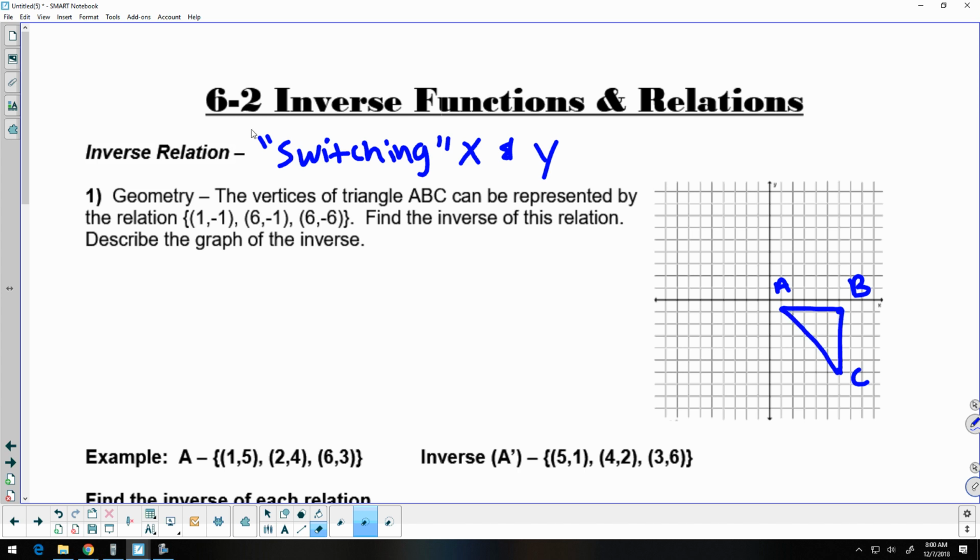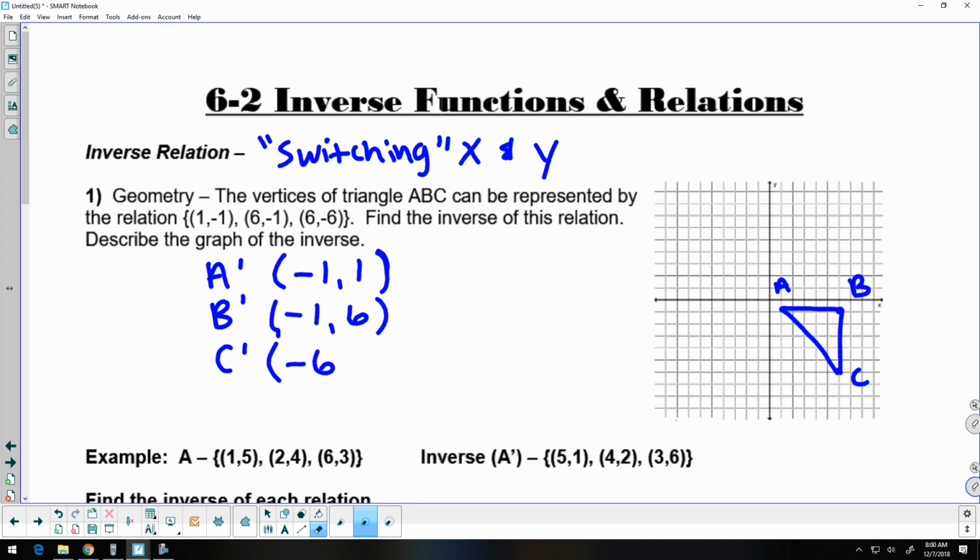So we're looking at this triangle, right? If you want to find the inverse, again, it's just a matter of switching your x and your y. That's it. So A prime, if I switch my x and y, would be (-1, 1). B prime would be (-1, 6). And C prime, if I switch them, I get (-6, 6). So again, I'm literally just switching x and y for each of the coordinates. That's all you have to do.